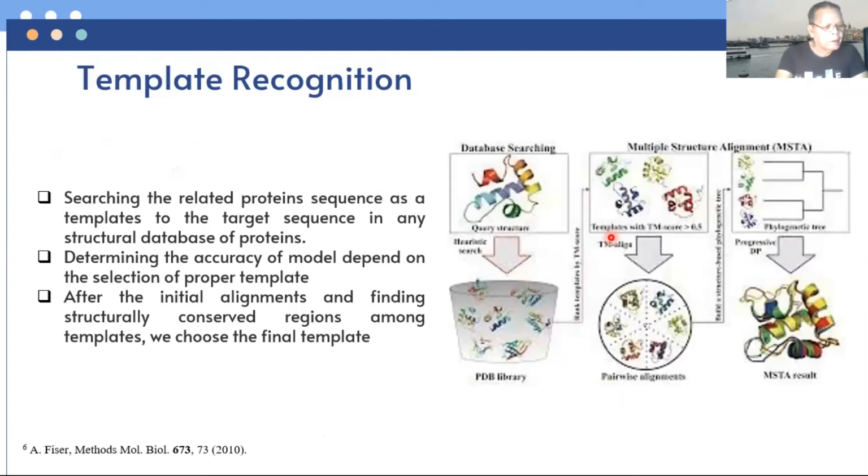Now let's move to template recognition. Template recognition is a technique for identifying the proper template for the protein. This step aims to search for related protein sequences as a template to the target sequence in any structural database of proteins. Also, the quality of the model depends on the selection of a proper template. For this step, PSI-BLAST and BLAST can be used. After the initial alignment and finding structurally conserved regions among templates, we choose the final template. This gives a probable set of templates, but the final one is not yet decided.